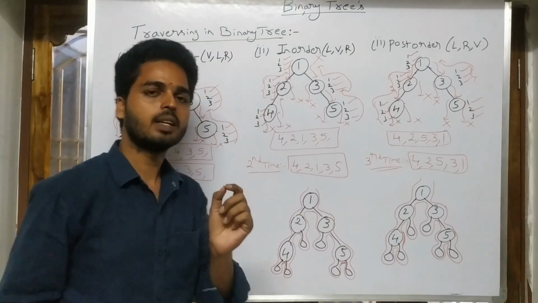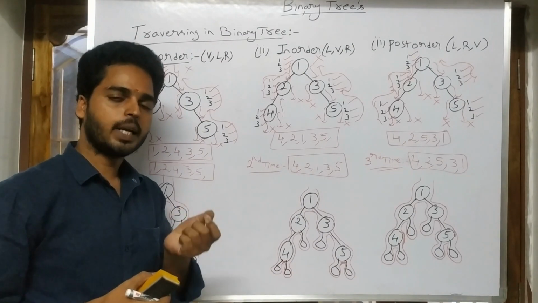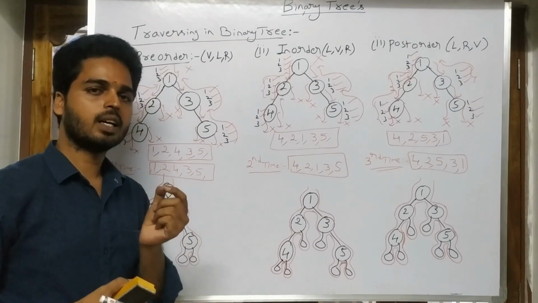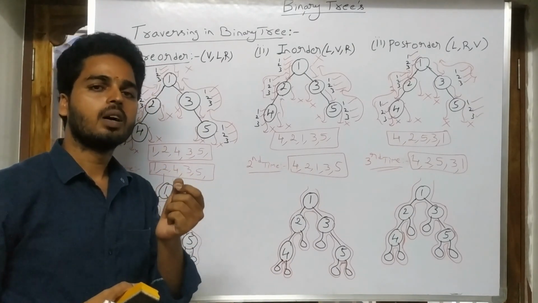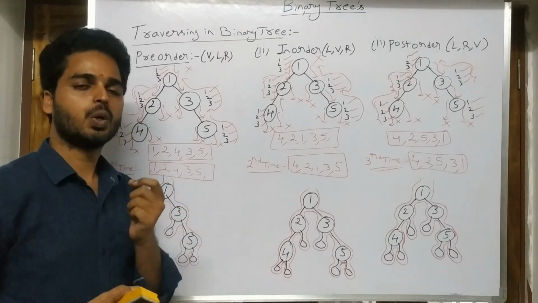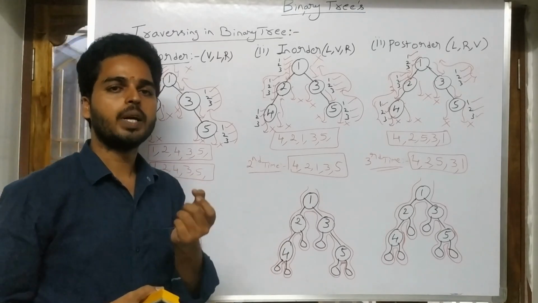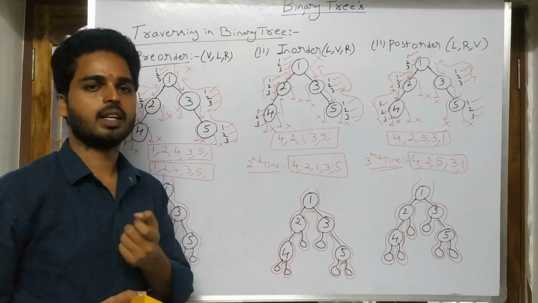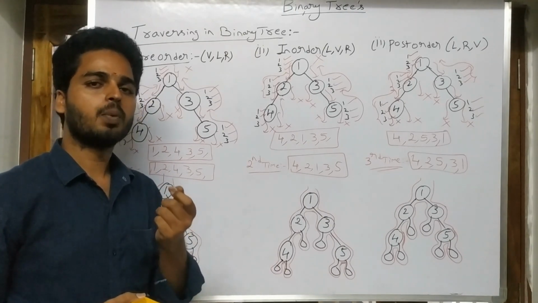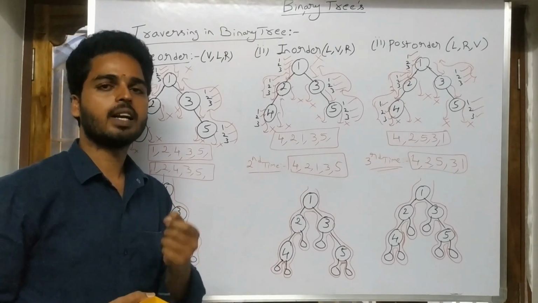Just simple logic. To get pre-order, we will print the data while traversing for the first time. To get in-order, print the data while traversing the second time. To get post-order, print the data while traversing the third time.